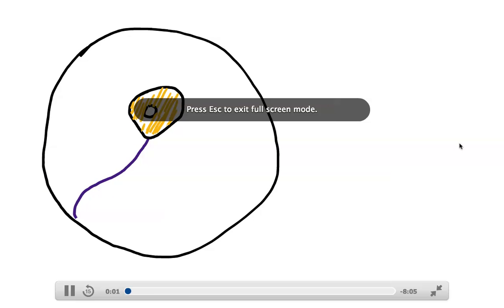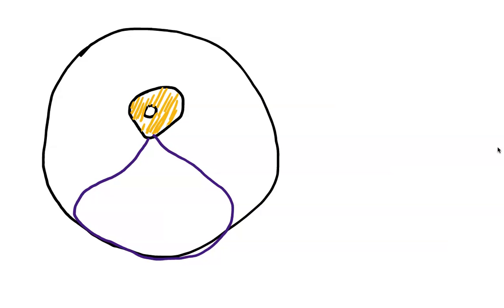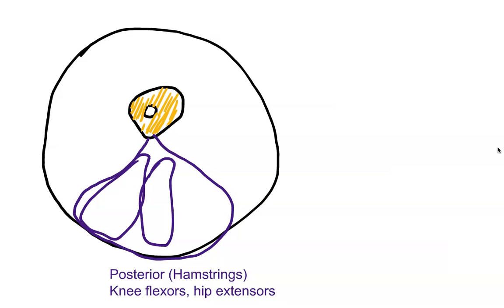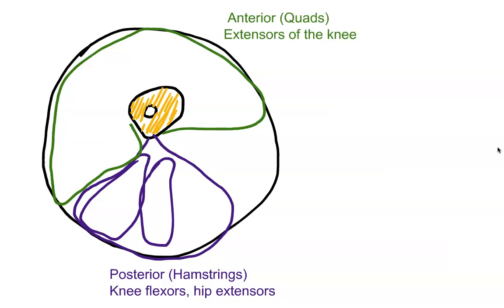So the posterior compartment contains the hamstrings: semimembranosus, semitendinosus, and biceps femoris. The anterior compartment contains the powerful anti-gravity extensors of the knee, called the quadriceps. So these muscles are used when standing and when swinging the limb forward in walking.